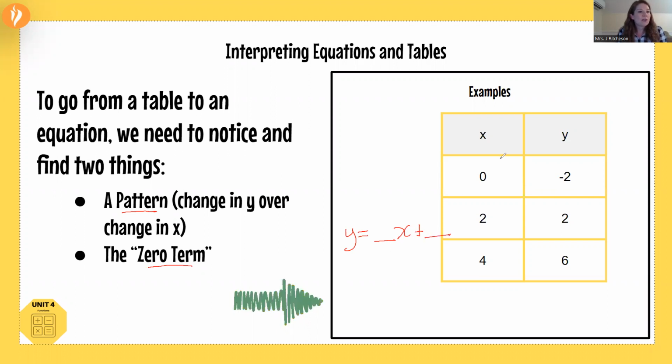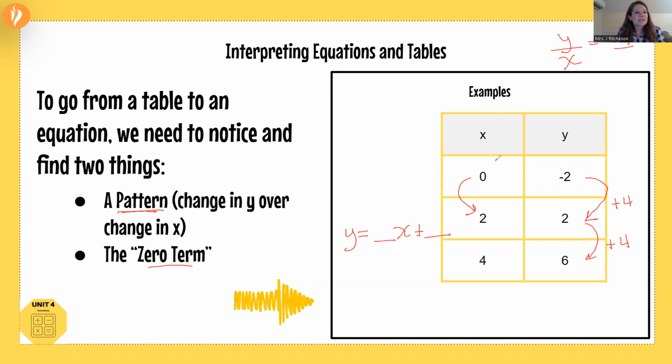All right, so first of all, let's find our pattern. Our pattern is the change in y over change in x. It's always a change in y over the change in x. So how is y changing? From -2 to +2, we're increasing by 4. 2 to 6 would make us increase by 4. So our change in y is 4.